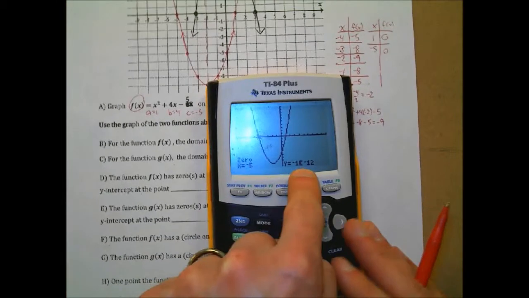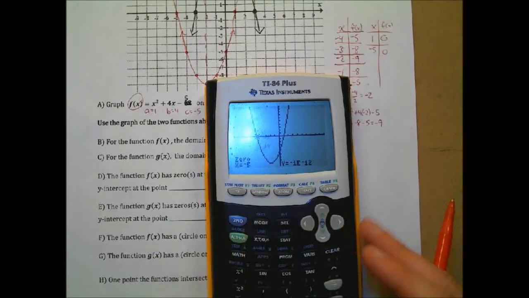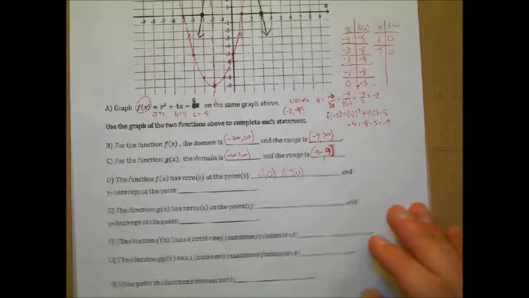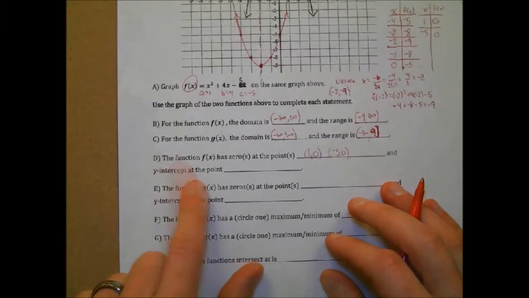What's the y-intercept of f of x? Where does it cross the y-axis? At what value? Okay, we'll hopefully get some practice of that here later today.